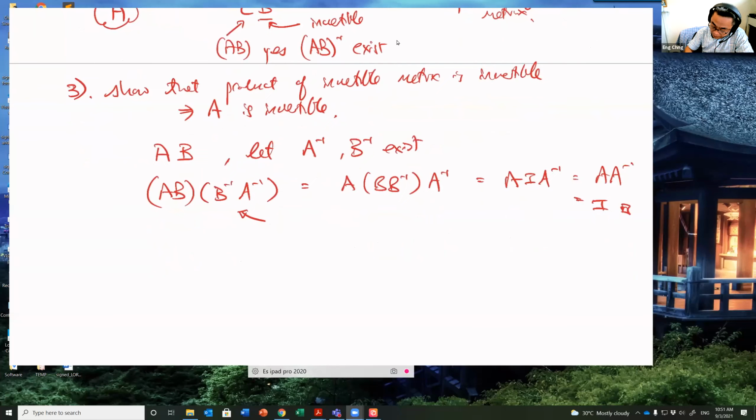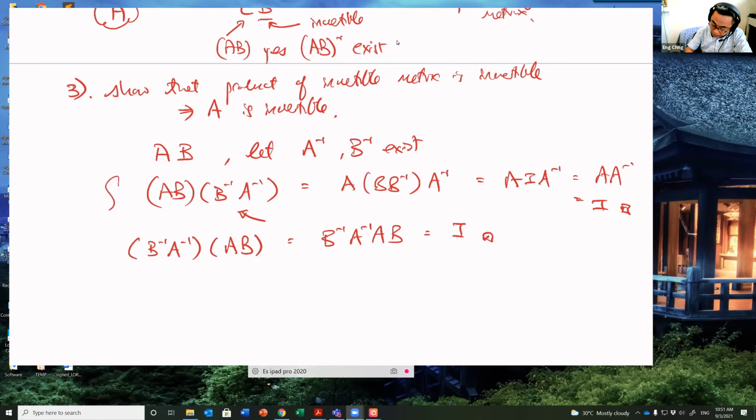What about the other way around? B minus 1, A minus 1, multiplied by AB. And then we again open up. And now you can obviously see that all the minus 1 and the inverse will cancel each other and we get I again.